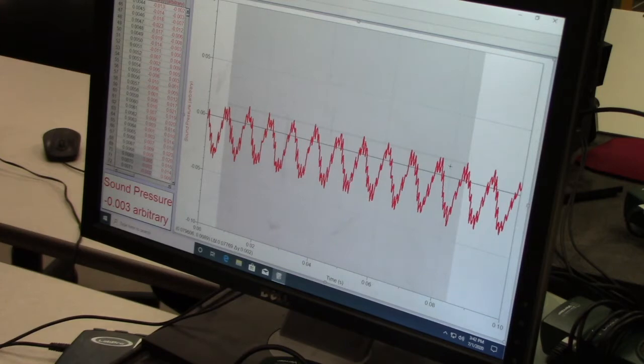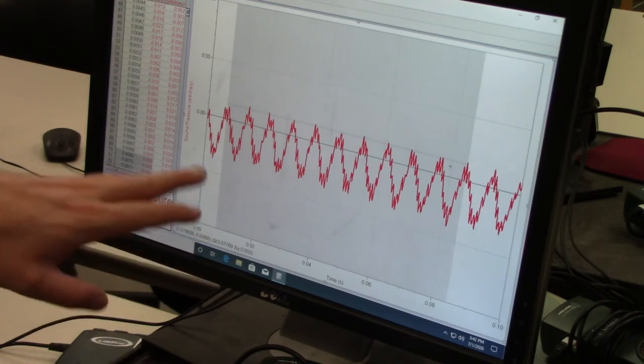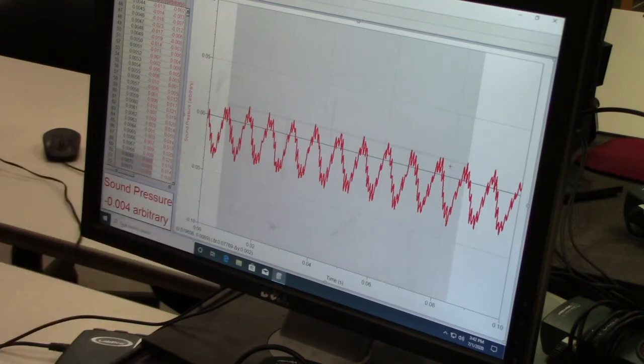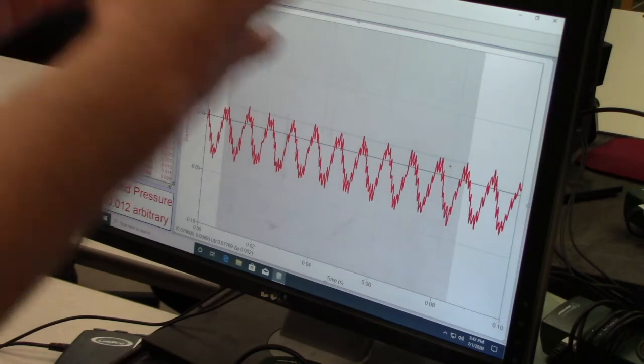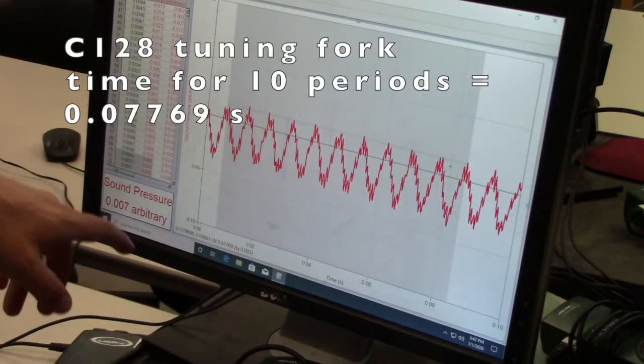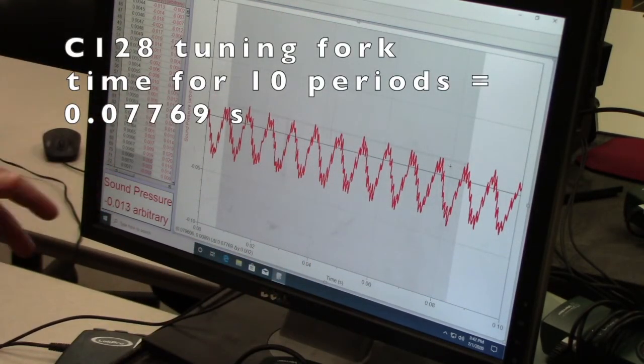So what we can do is measure the time for this sound wave to undergo 10 periods. The time is read out right at the bottom of the graph, so I'll just tell you what this is in case you can't see it. The time to undergo 10 periods is 0.07769 seconds. Again, that's 0.07769 seconds.